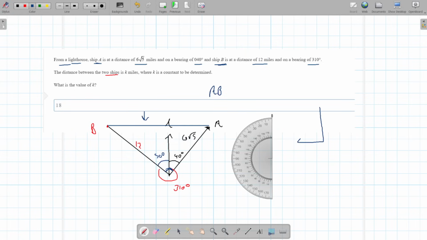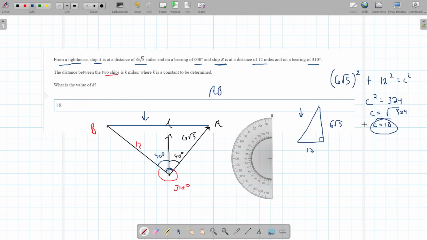So let's draw the triangle. We said it's right here. We said it's 12 here, and we said it's 6 radical 5 over here. Can you find this over here? Yes, you can. Just use Pythagoras theorem. 6 radical 5 squared plus 12 squared equals c squared. You solve it, you're going to get c squared equals 324. And then you get c equals radical 324, which is 18. So if you want to skip all this drawing, you can just do 12 squared plus 6 radical 5 squared and then square root it whenever you see this question.